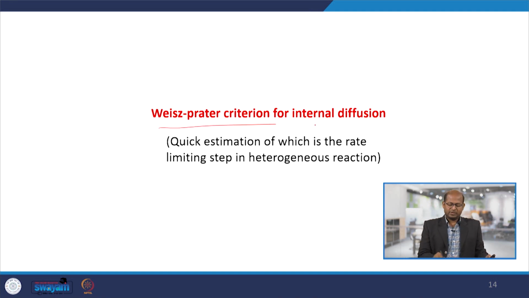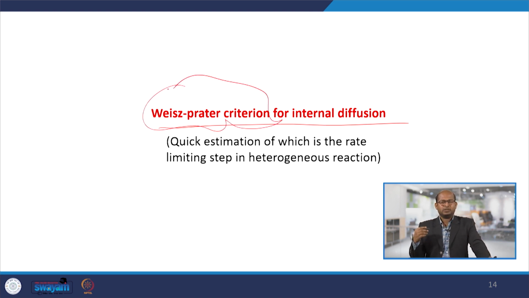Now, the Weisz-Prater criterion for internal diffusion. Suppose we have taken spherical solid catalyst particles for a particular reaction. We can say whether internal diffusion may or may not exist. If we want to quickly estimate whether internal diffusion exists, given that we know the reactor, the reaction, and the dimensions and other parameters of the catalyst particles, how can we measure that? For that, the Weisz-Prater criterion exists.